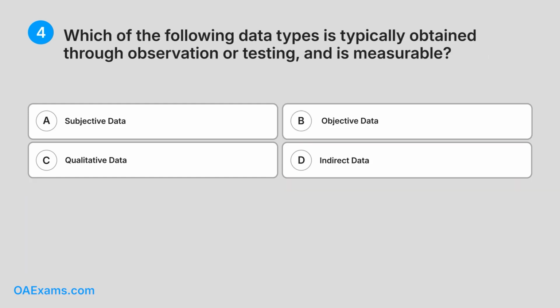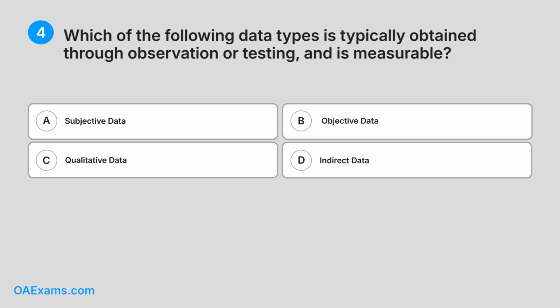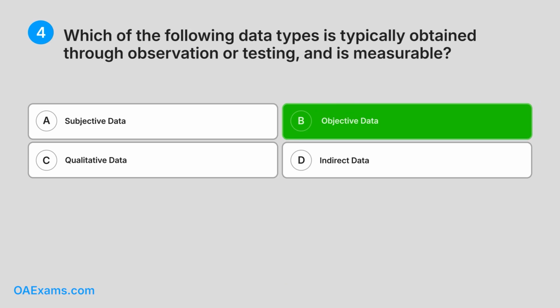4. Which of the following data types is typically obtained through observation or testing and is measurable? A. Subjective data. B. Objective data. C. Qualitative data. D. Indirect data. What do you think is the answer? Correct answer: B. Objective data.